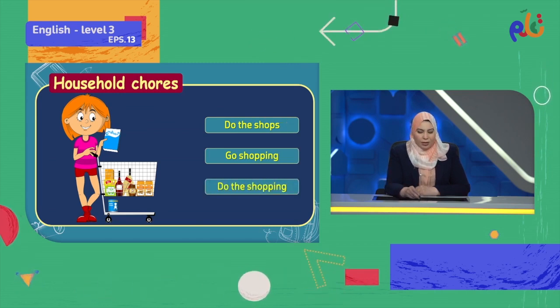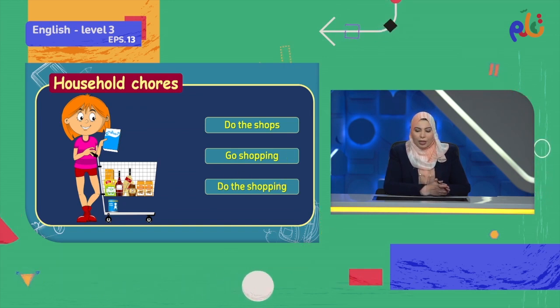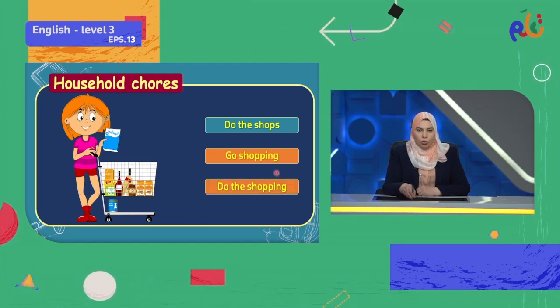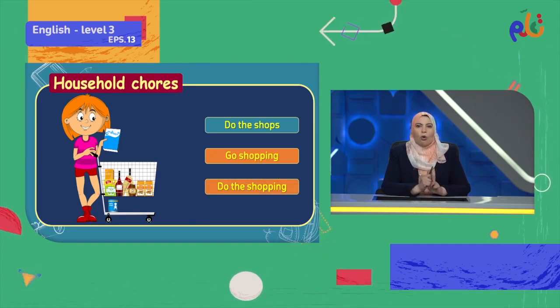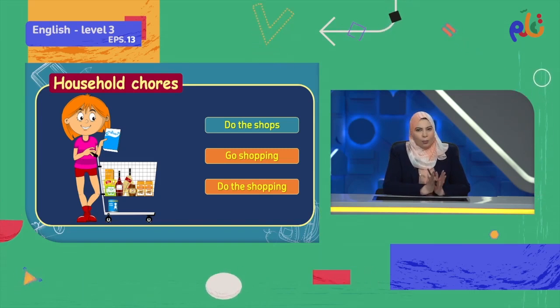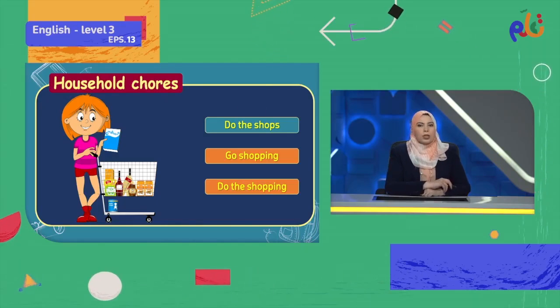Do the shops, go shopping, or do the shopping. Which one do you think it is? If we're talking about buying things, buying the important things for home, it's called go shopping or do the shopping. So we can say this or we can say that. I can say I like to go shopping, or I like to do the shopping. Or I can say my household chores include going shopping or include doing the shopping. But do the shops? No.